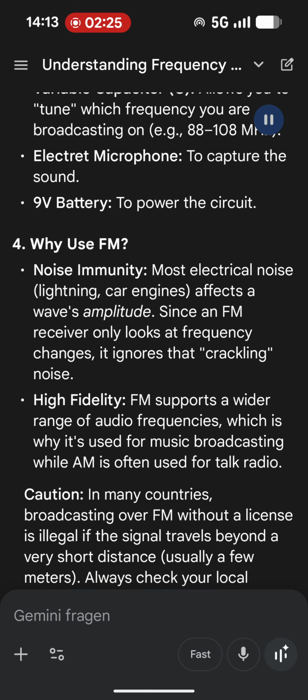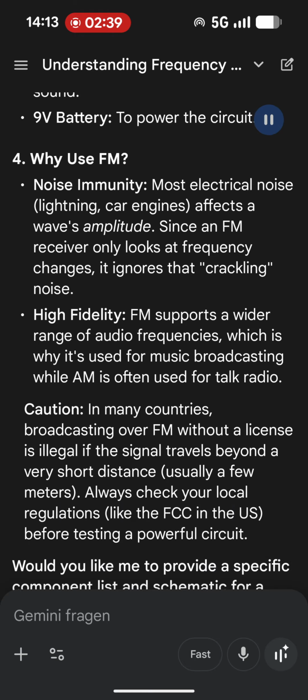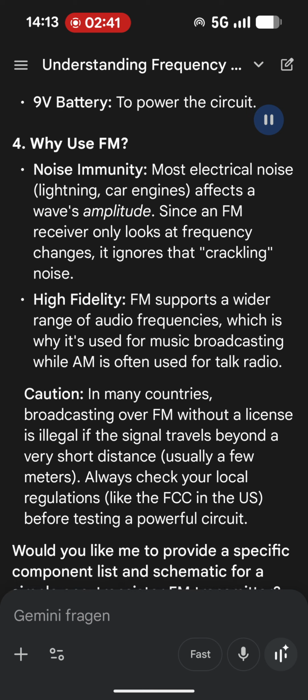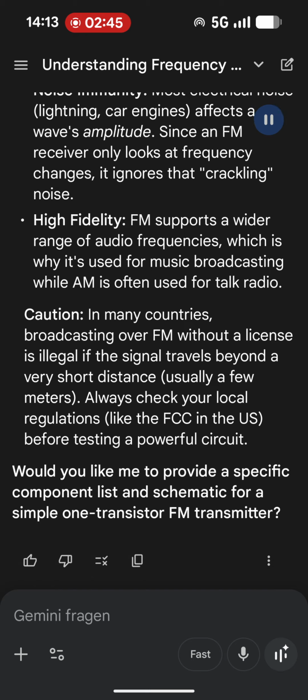4. Why use FM? Noise immunity. Most electrical noise, lightning, car engines, affects a wave's amplitude. Since an FM receiver only looks at frequency changes, it ignores that crackling noise. High-fidelity FM supports a wider range of audio frequencies, which is why it's used for music broadcasting, while AM is often used for talk radio.